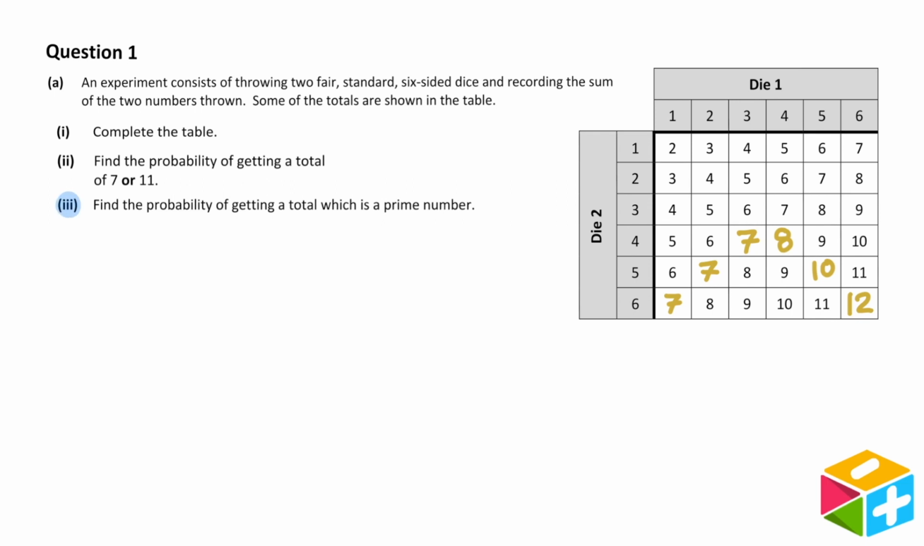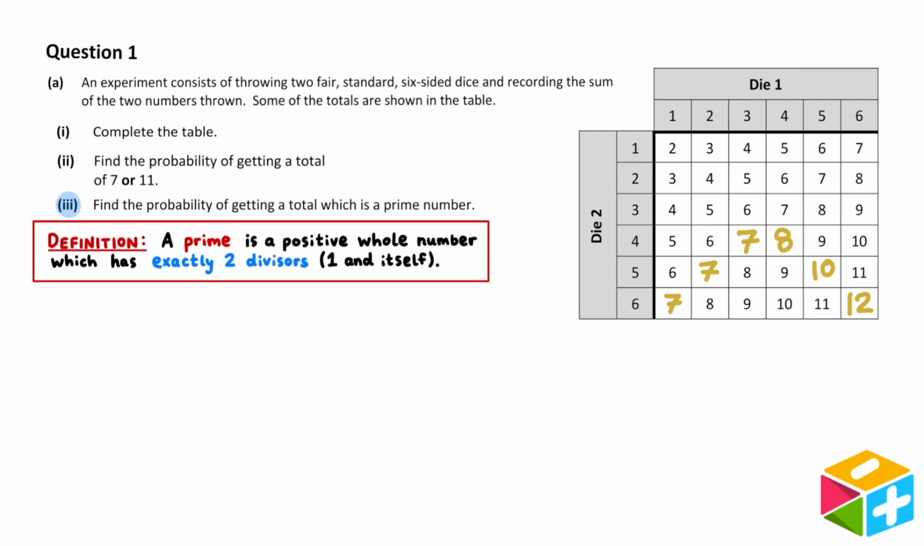In the next part, we must find the probability of getting a prime number as our total. Well, a prime is a positive whole number which has exactly 2 divisors, 1 and itself. The numbers in our table range from 2 all the way up to 12, so we should consider which numbers are prime in this range.